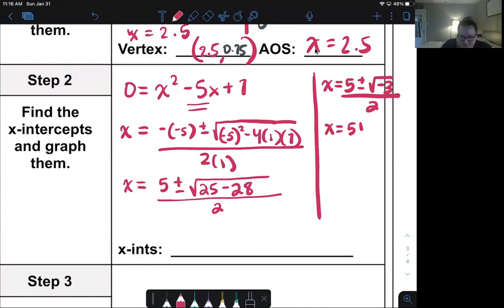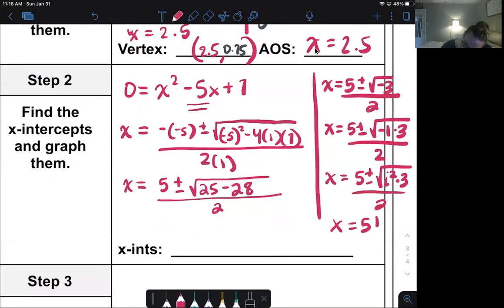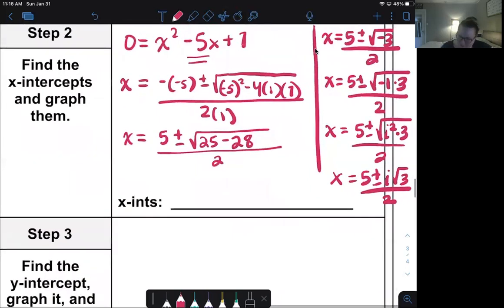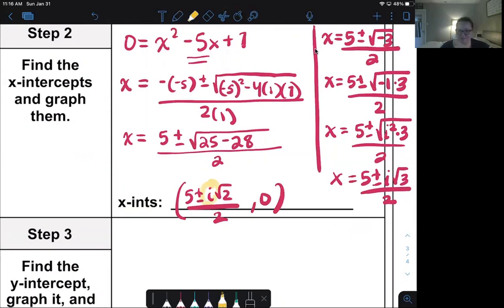So remember, we can simplify that by replacing the negative 3 with negative 1 times 3. Negative 1 is really i squared, so we can bring out an i over 2. All right. So our x-intercepts are going to be at the points (5 plus or minus i root 3 over 2, 0). But because there's an i in these points, that means that these are on the imaginary number plane and we can't graph them on the real number plane.